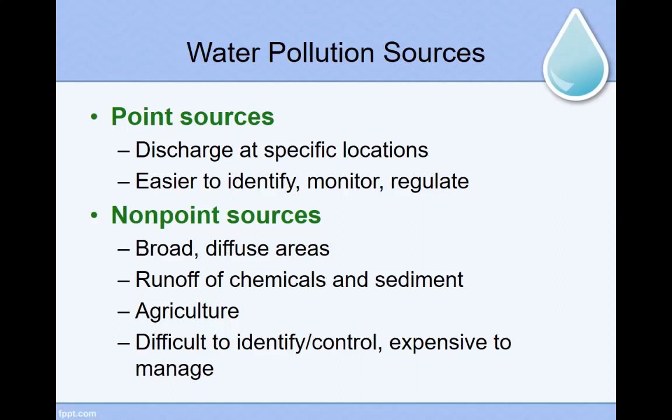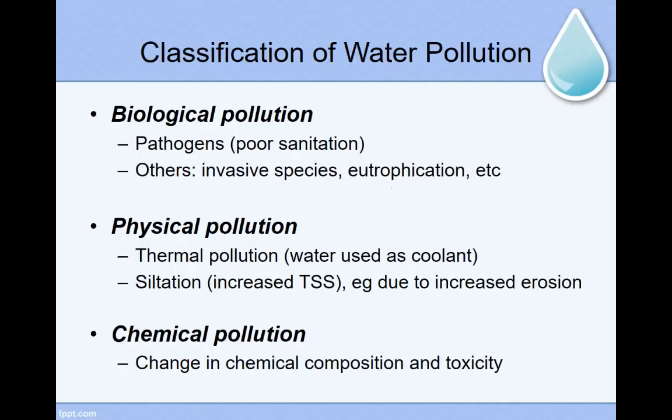Not only do we separate water pollution based on how easy it is to identify where it came from, but we also do it based on what type of pollution we're dealing with. We typically start looking at classification in one of several categories. The first of which is what we identify as biological pollution. This is pollution that comes from pathogens: bacteria, viruses, protists or other such organisms that make us sick, typically due to poor sanitation.